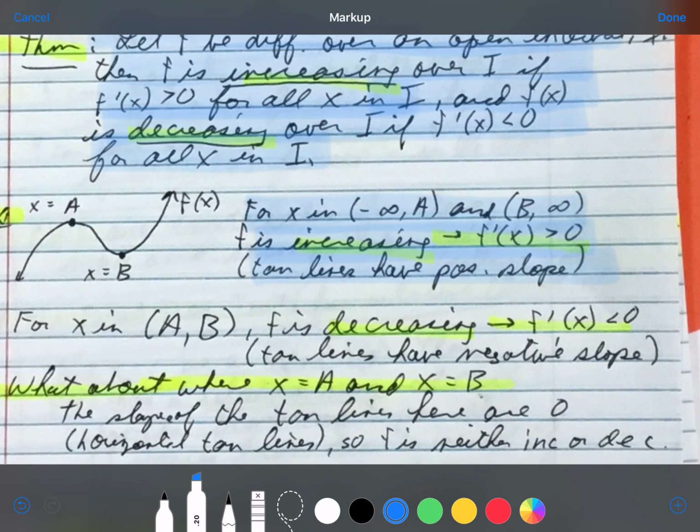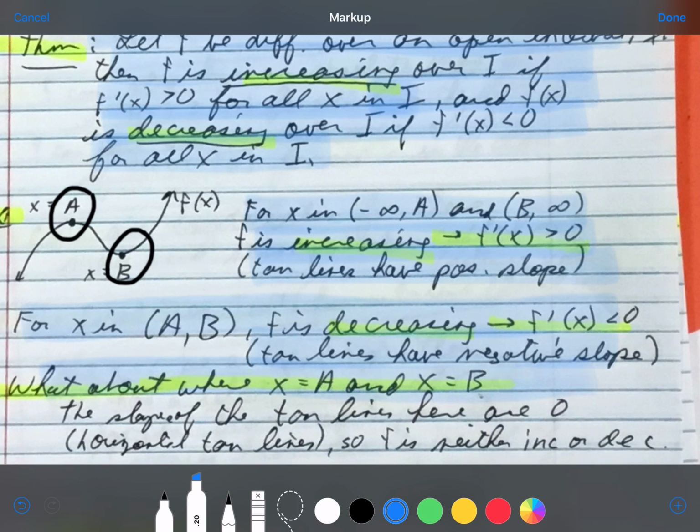And then where our function is decreasing, on that interval from A to B, our derivative would be negative. Notice, of course, our tan lines then would have negative slope, right? Now, what about what's happening at x equals a and x equals b? At those 2 points, maybe we could call them turning points on the graph, where the function changes from increasing to decreasing or from decreasing to increasing. So what about what's happening at x equals a and x equals b?